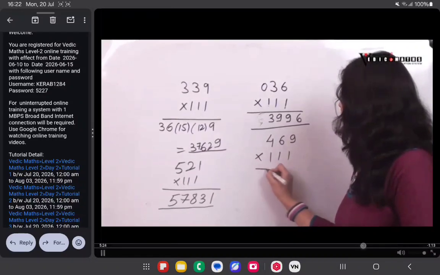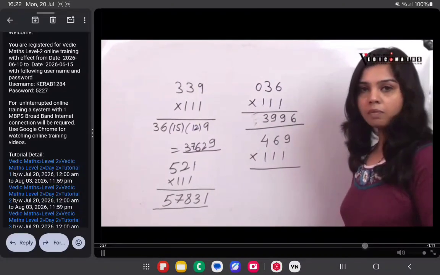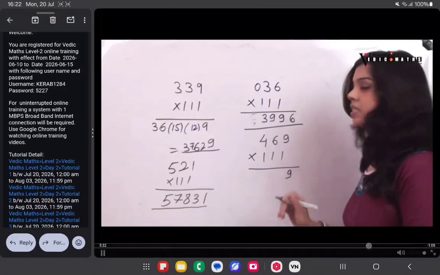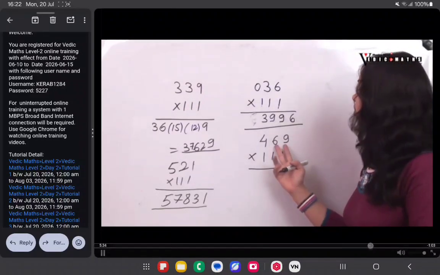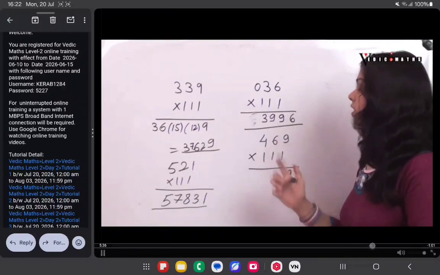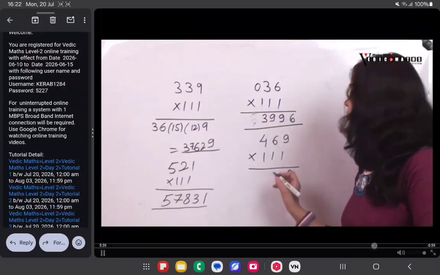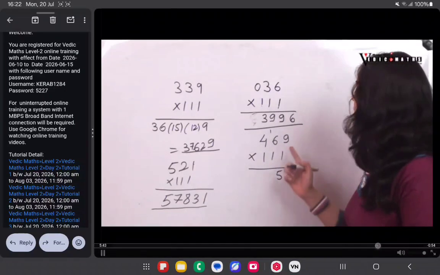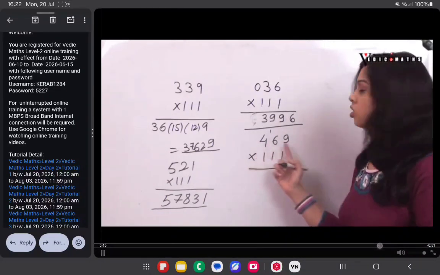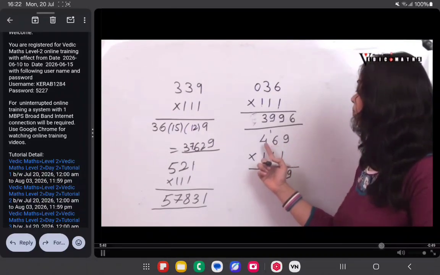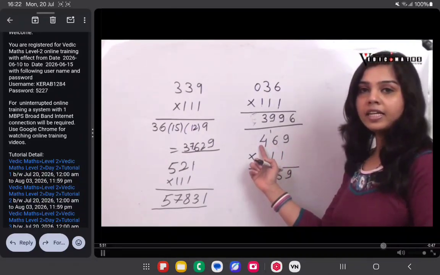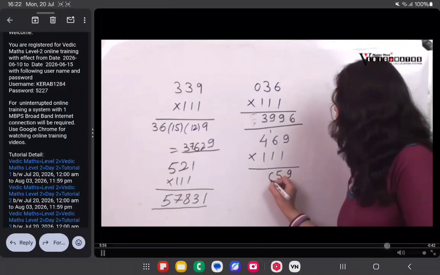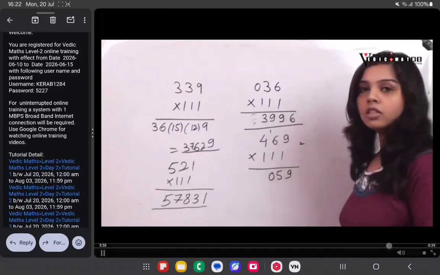469 into 111. Our process is: write the last number as it is, that means 9. Then the sum of these two numbers, 9 plus 6 is 15. So we write 5 and 1 is carried forward. Then the sum of these three numbers: 9 plus 6 is 15, 15 plus 4 is 19, and we already have plus 1, that means 20. So 0 is here and 2 is carried forward.